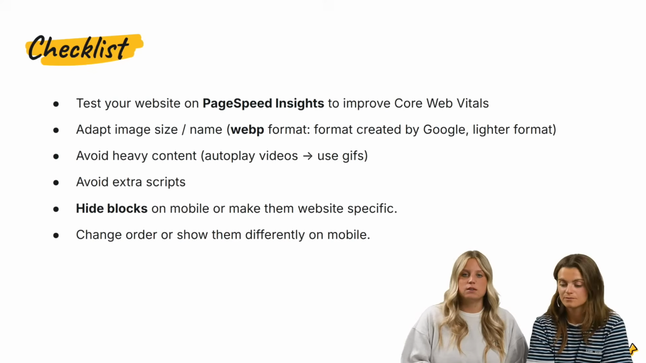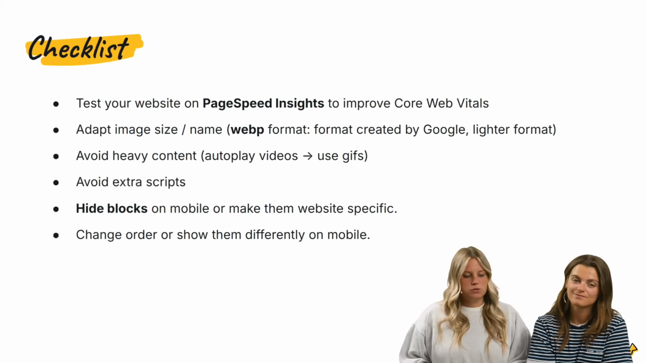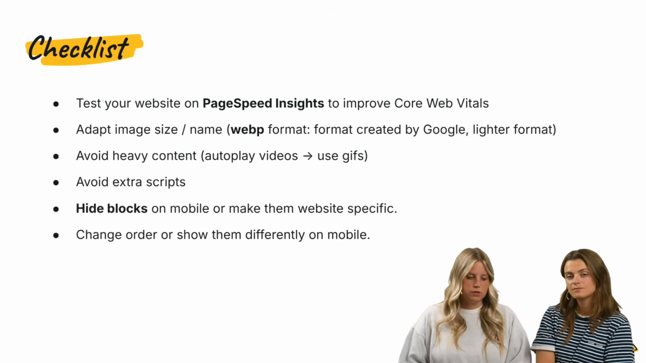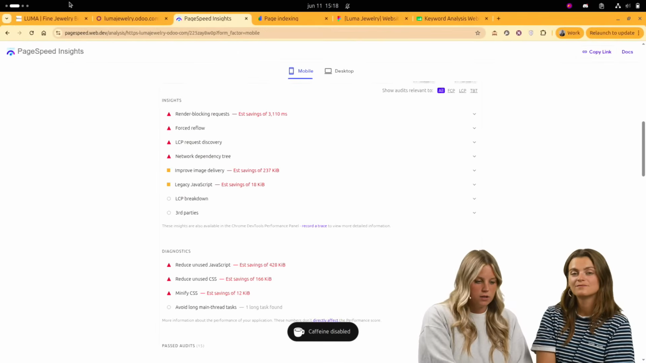And they're giving us what we call core web vitals. When it comes to images, adapt the size and the name. Of course, most of the time we forget about the name, but it's also important to have a correct name added. And when it comes to the size, as we already mentioned, the WebP format is the one that we use. It is used automatically on Odoo. However, sometimes if it's not, you can still correct that.